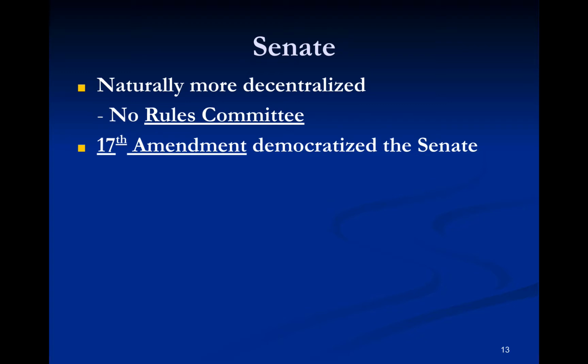The 17th Amendment, which allows us to now directly elect our senators, also makes the senators more beholden to citizens as well. So they do have to run for office. They do have to ask for people to vote for them. But that just happens every 6 years.